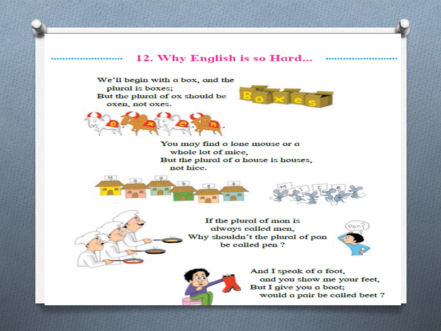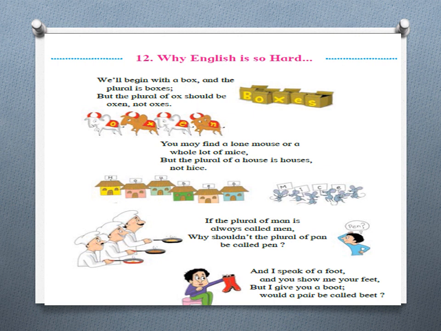Why English is so hard. We'll begin with a box and the plural is boxes. But the plural of ox should be oxen, not oxes. You may find a lone mouse or a whole lot of mice, but the plural of house is houses, not highs. If the plural of man is always men, why shouldn't the plural of pan be called pen?